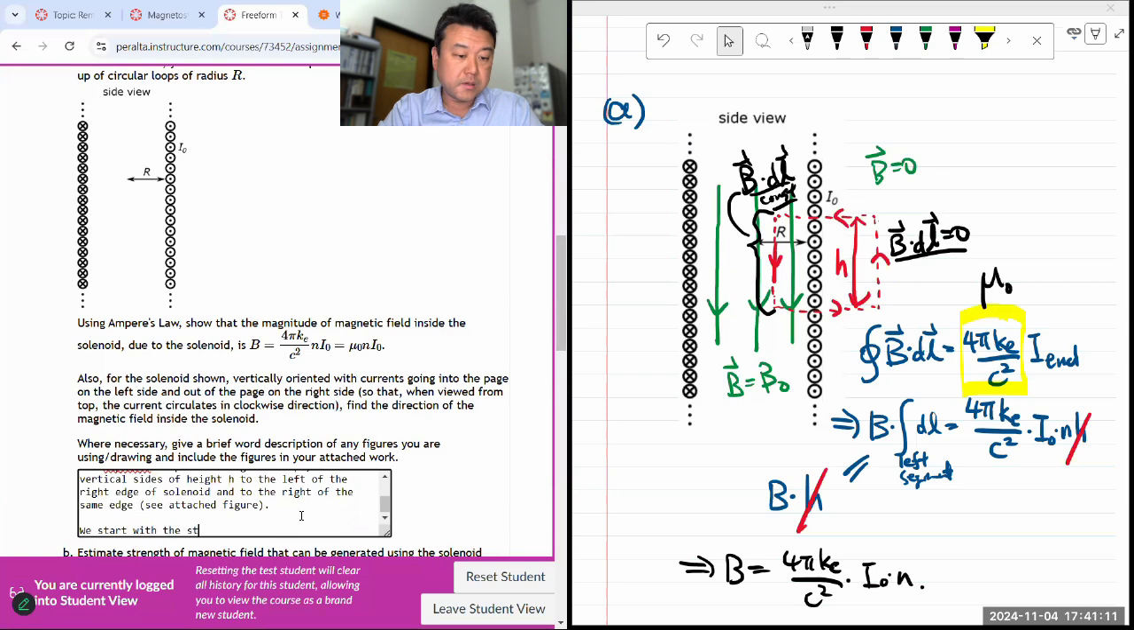We start with the statement of Ampere's law, which simplifies down to B times h is equal to 4 pi k over c squared times I naught n naught times n times h, and the arbitrary height h of the Amperian loop cancelling out, we get the expression we were trying to derive.